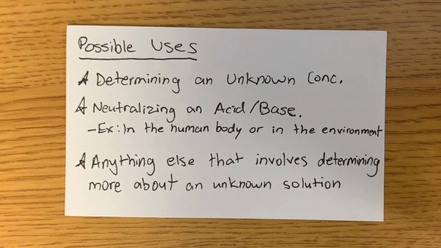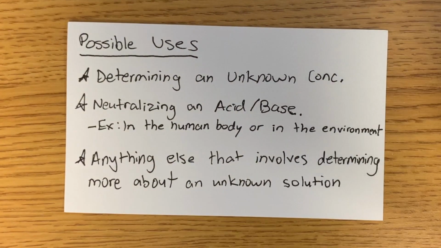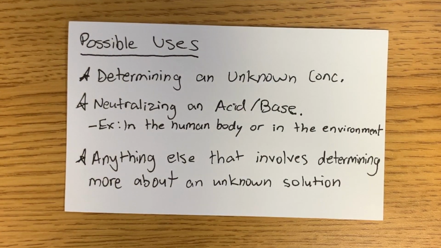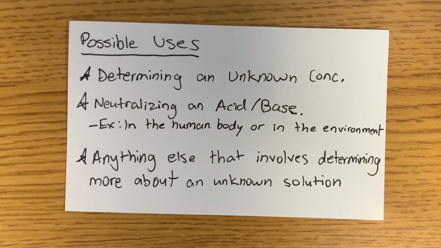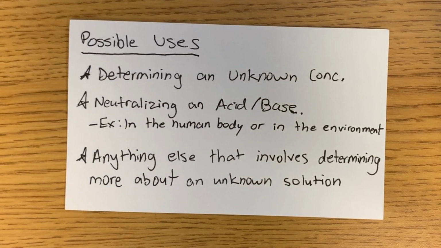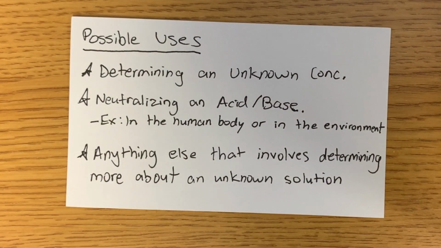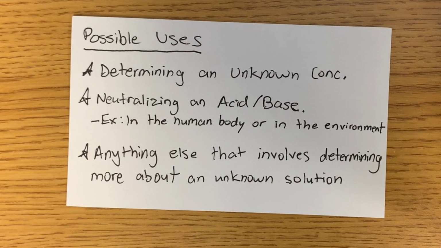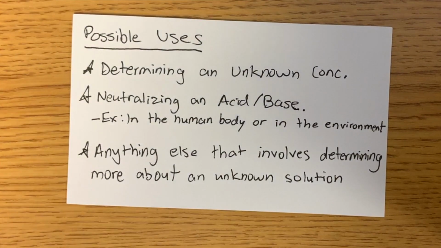Some possible uses for titrations are determining an unknown concentration of a solution, neutralizing an acid or a base, for example in the human body, like in the blood or the stomach pH, or in the environment, like an ocean or a river or lake, or really anything else that involves determining more about an unknown solution can be considered a titration, and there are plenty more examples.